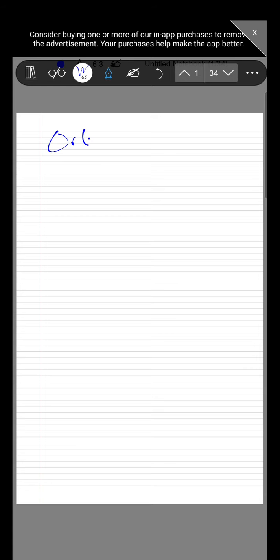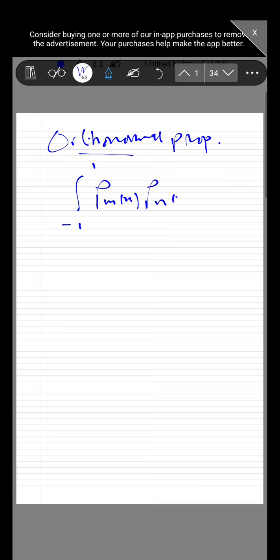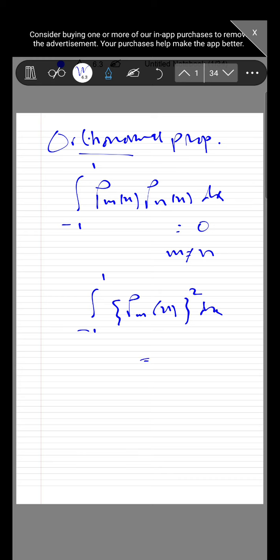While coming to the orthonormal properties of Legendre, these are the integral from minus 1 to 1 of P_m(x) P_n(x) dx is equal to 0 for m not equal to n, and the integral from minus 1 to 1 of (P_n(x)) whole squared dx is equal to 2 divided by (2n plus 1).